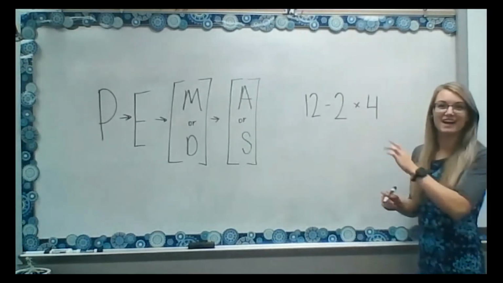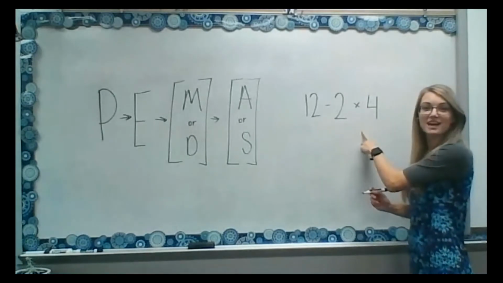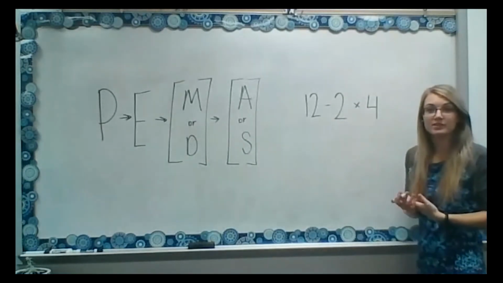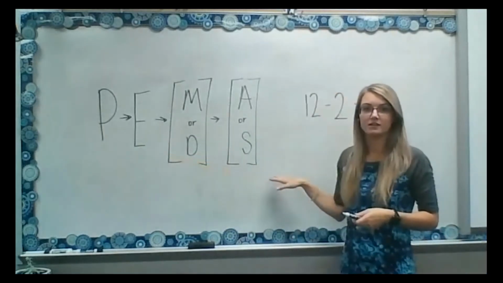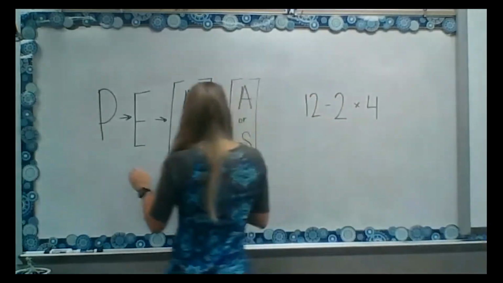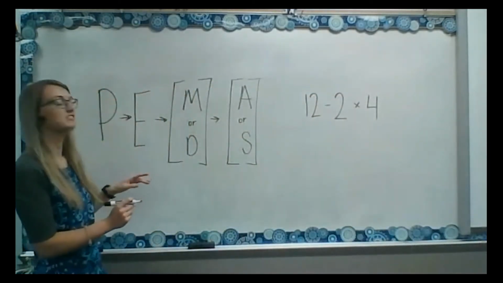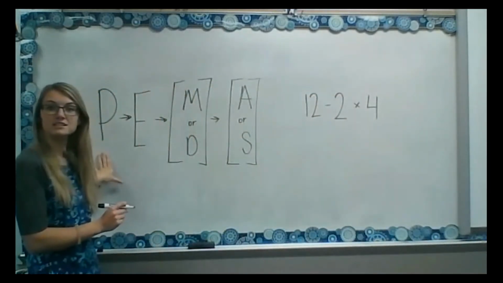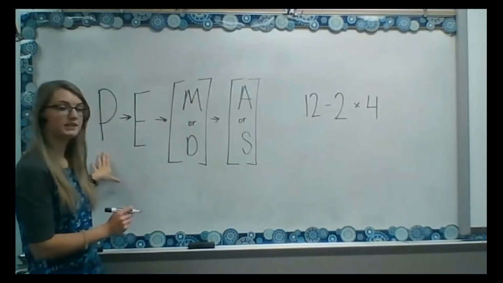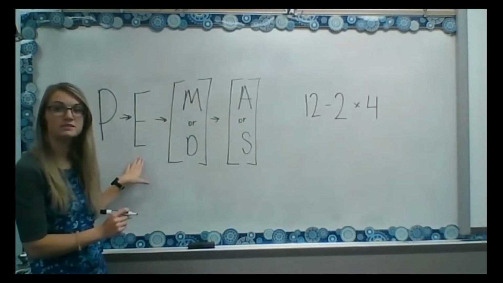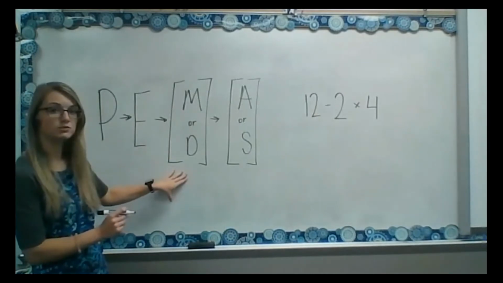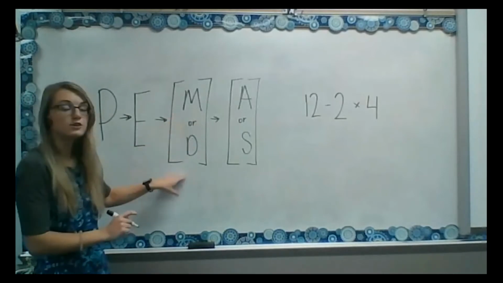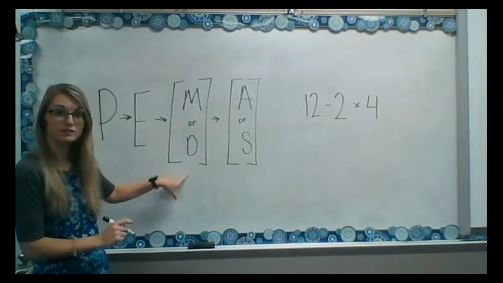Okay, the very first one I have for you is 12 minus 2 times 4. In using order of operations, we have to follow this pattern right here. So we have to ask ourselves, does our problem have any parentheses? No. Does our problem have any exponents? No. Does our problem have a multiplication or division problem? Yes, right? There's a multiplication over there. So that means we have to do the multiplying first.